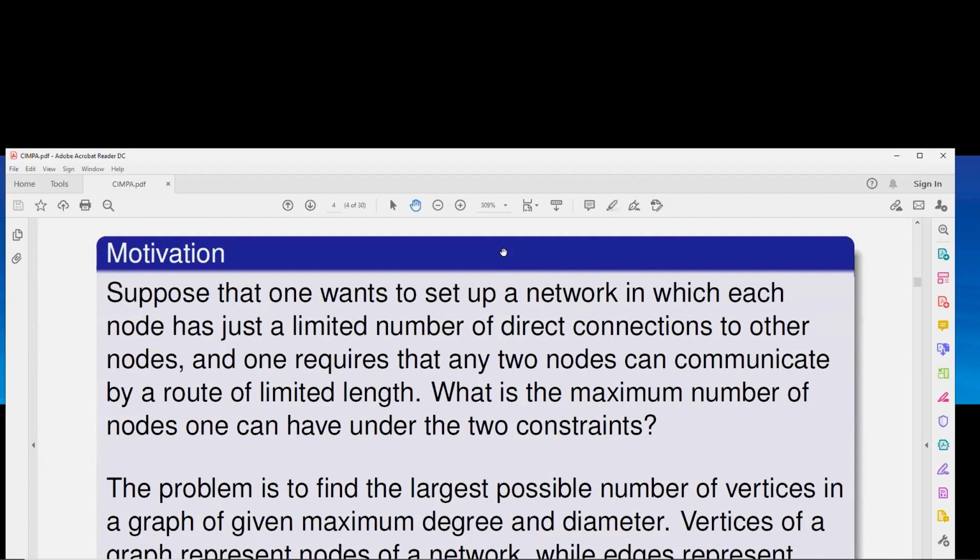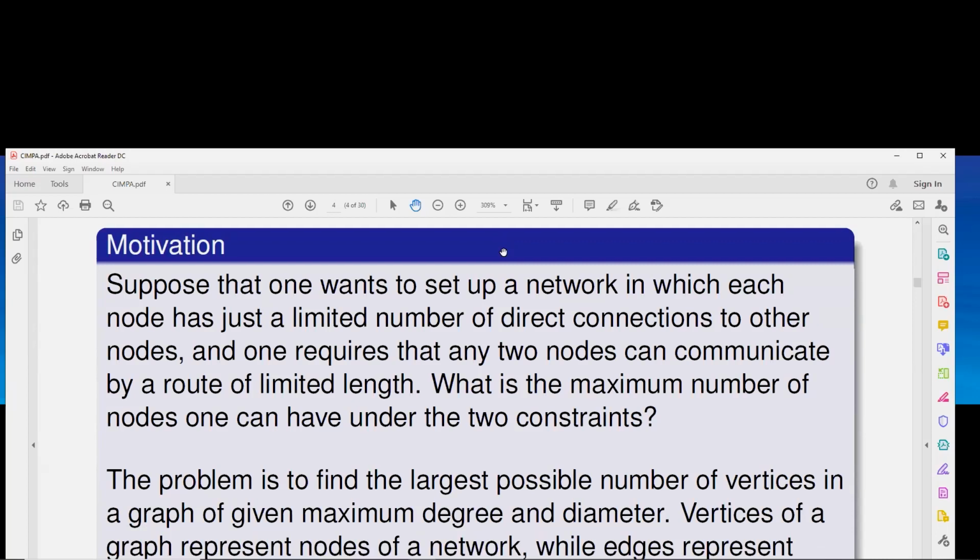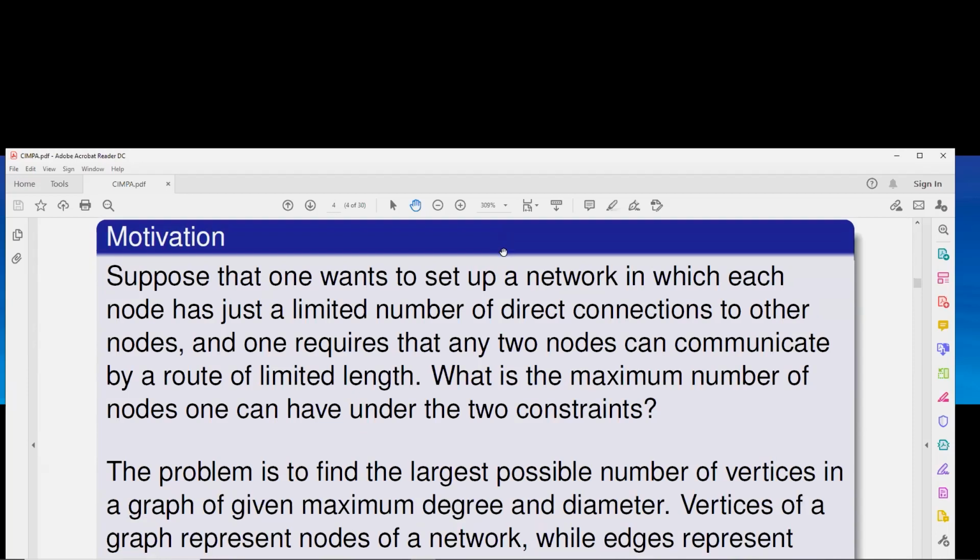So you want any two nodes in the network to be relatively close. That's the diameter. Any two nodes in a network to be relatively close. And the second parameter is the degree. You're one computer in a network, you cannot connect it with so many. You are again limited. And this is the second parameter, which is called the degree.